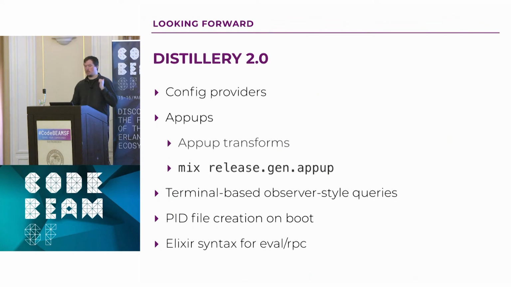I'm also working on some observer-style command line tools to be part of this. Nothing real crazy complex, but just some basic commands to be able to ask the running node, hey, tell me the top 5 processes that are using memory, or the top 5 processes by reduction count. So you can get a general idea of what's working extra hard.